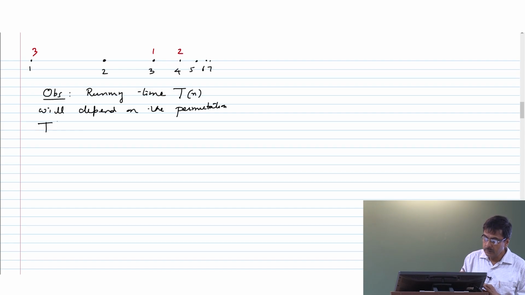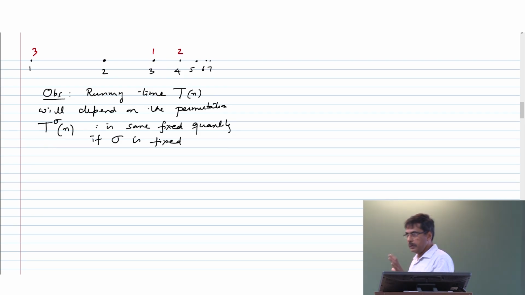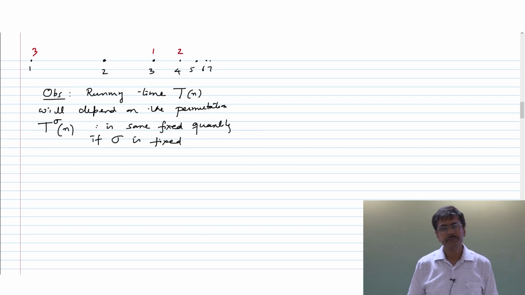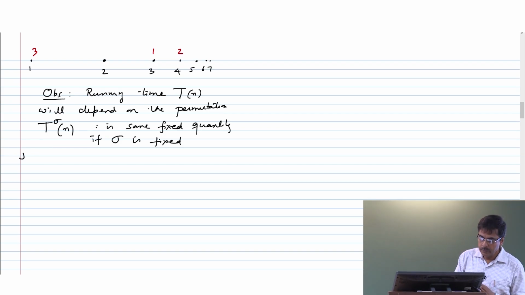If I fix the permutation, let us say some sigma of n is some fixed quantity. If sigma is fixed, right? If I fix the ordering, then the number of changes or whatever is going to be also fixed. Sigma is the ordering. Sigma is one of the permutations basically. Sigma belongs to pi of n, all permutations.